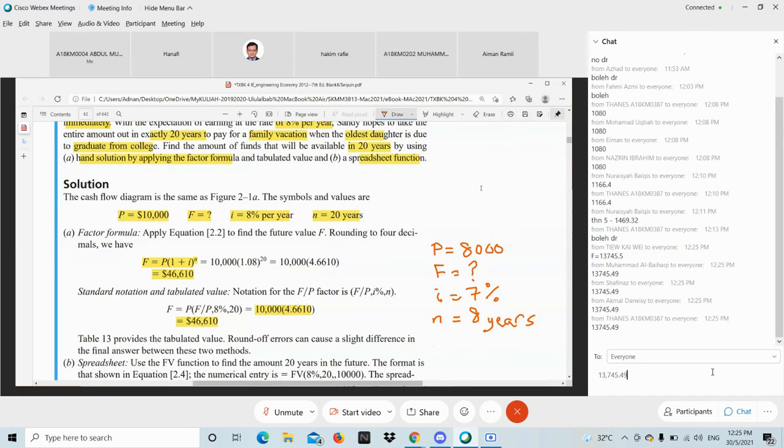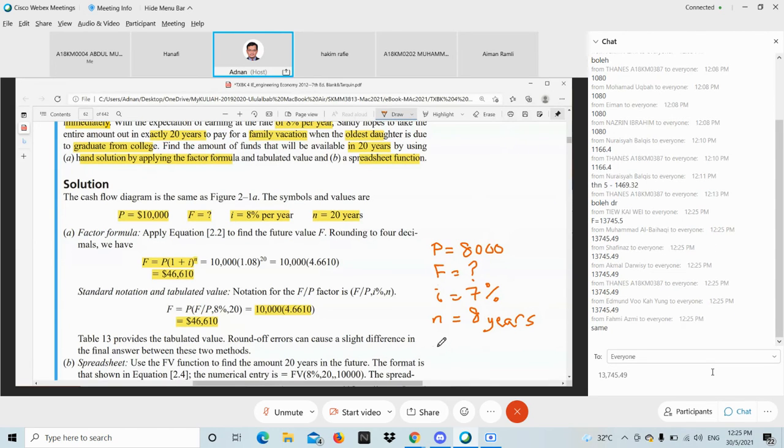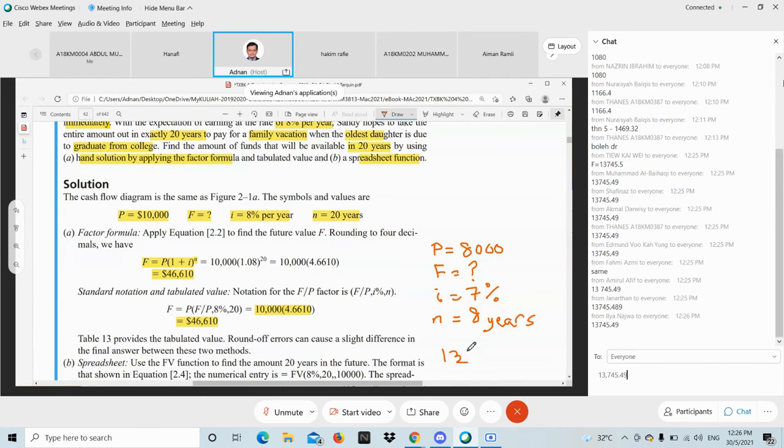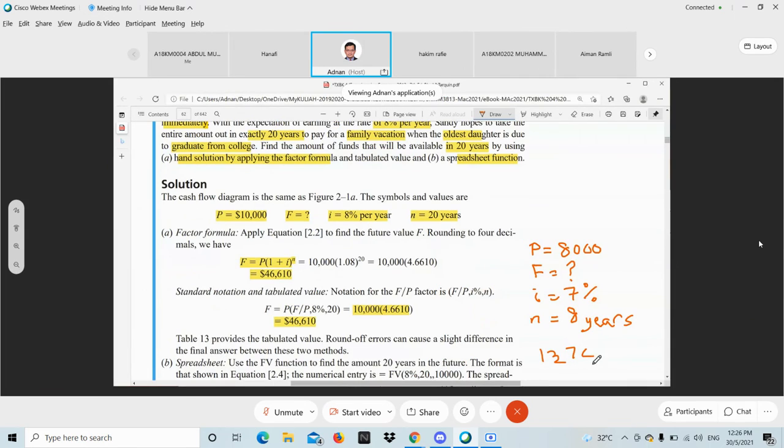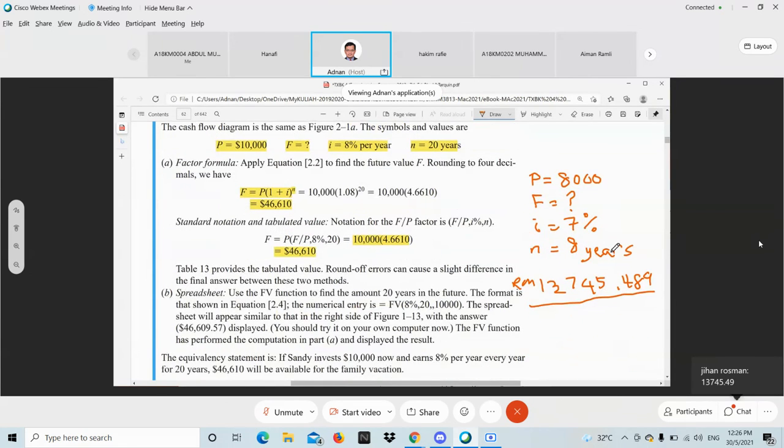Okay, ada yang dapat 13,745? Okay, sama ke? Okay, 13,745.489. You can try also using table, or you can also try using Excel. Right? So I hope that this one is clear, everyone.